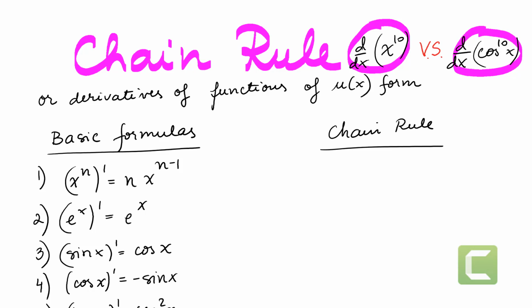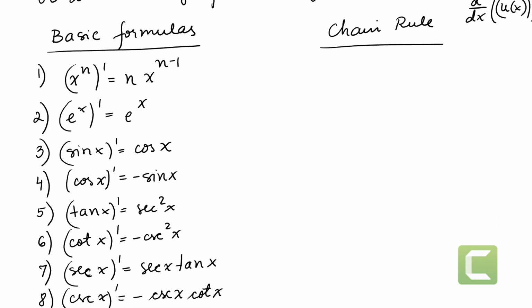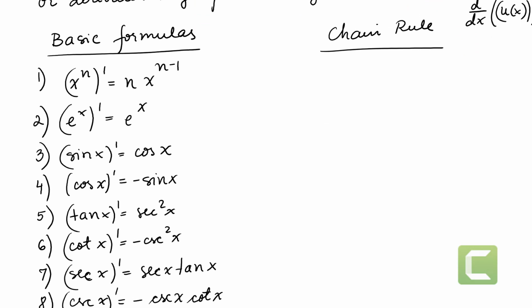So I can write it in this format, d dx of some function of x raised to the 10. Right, so how are we going to do that? Well, I made a table where we have the basic formulas that we went over so far, and I'm going to construct the chain rule for when it is not just the basic function.